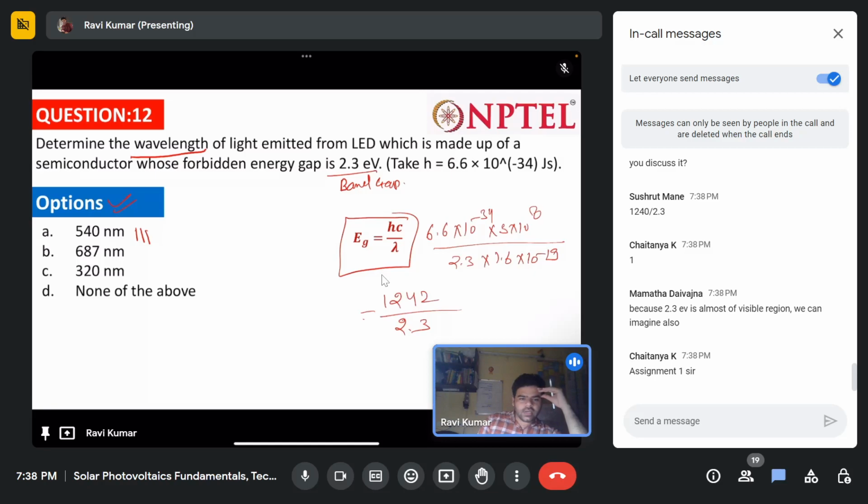Because 2.3 electron volt is almost of visible region, we can imagine also. Yes, that is like intelligent guess. So 540, yes.